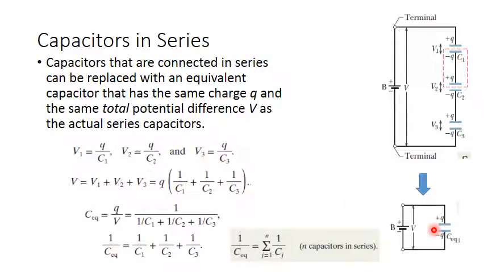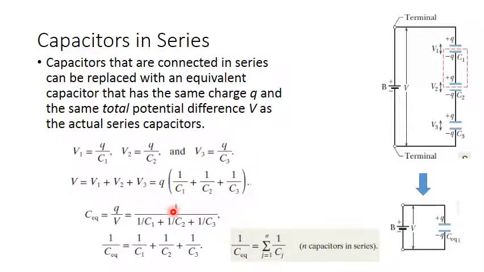And effectively, V, the total potential, equals Q over C equivalent. And we said that the total potential V equals V1 plus V2 plus V3. So, V1 plus V2 plus V3, which is the total voltage, is Q multiplied by 1 over C1 plus 1 over C2 plus 1 over C3. So, the equivalent capacitor, C equivalent, would equal Q over V.